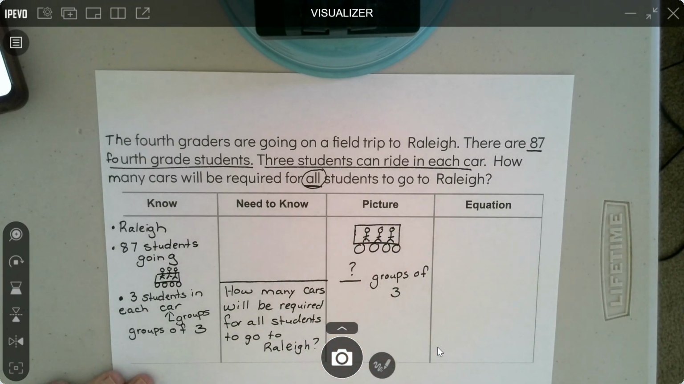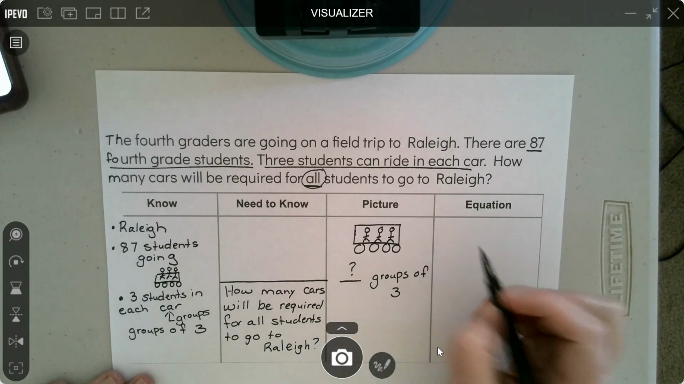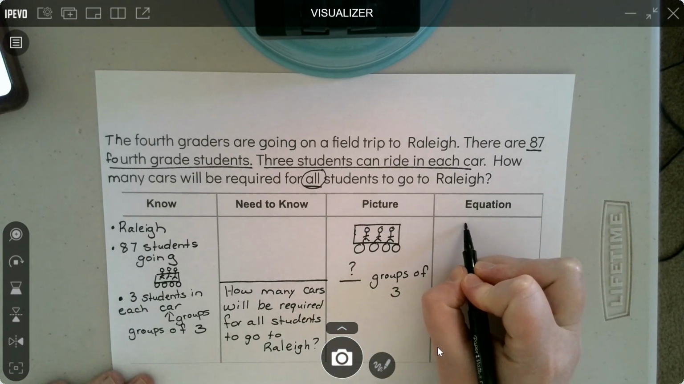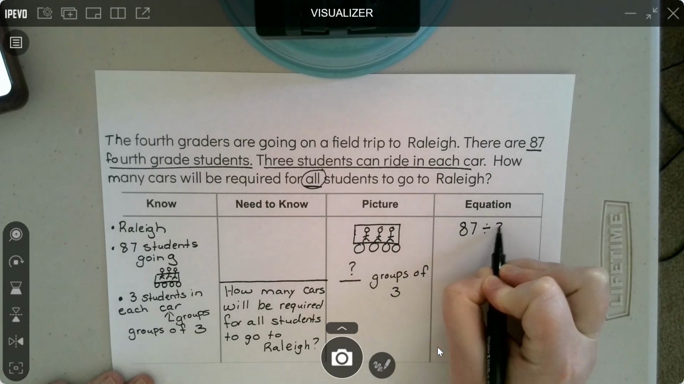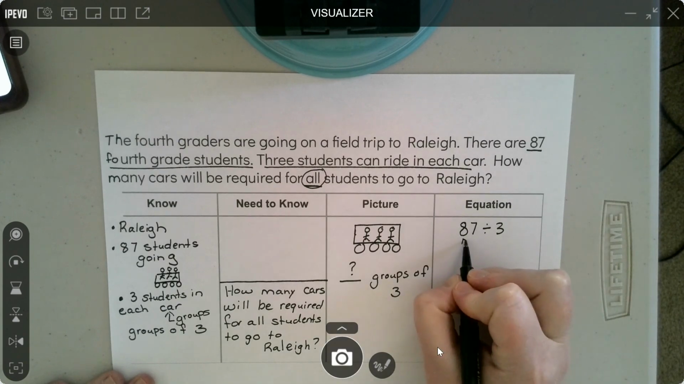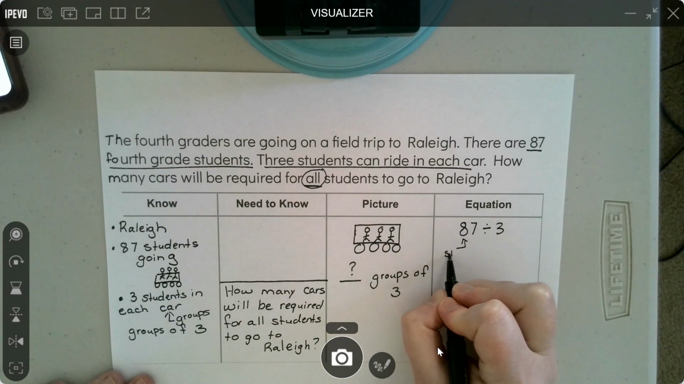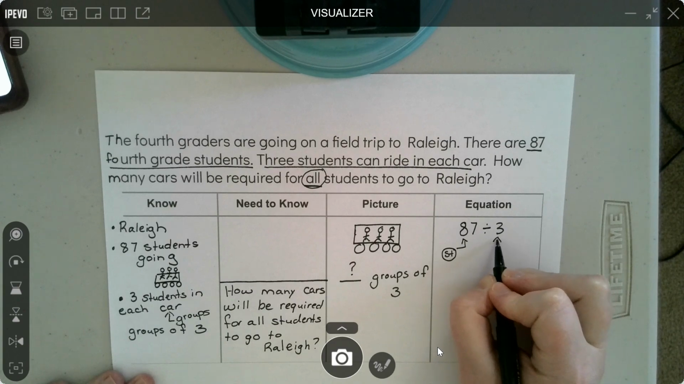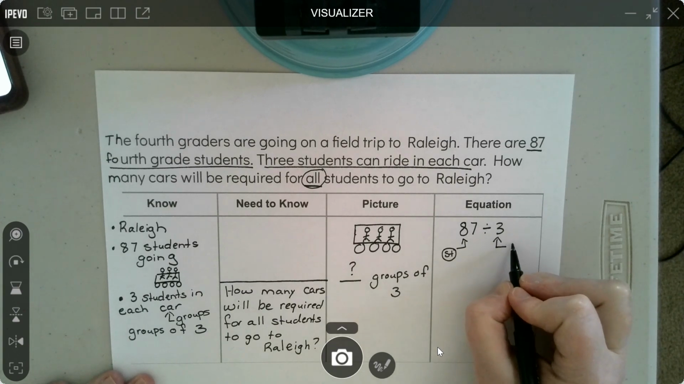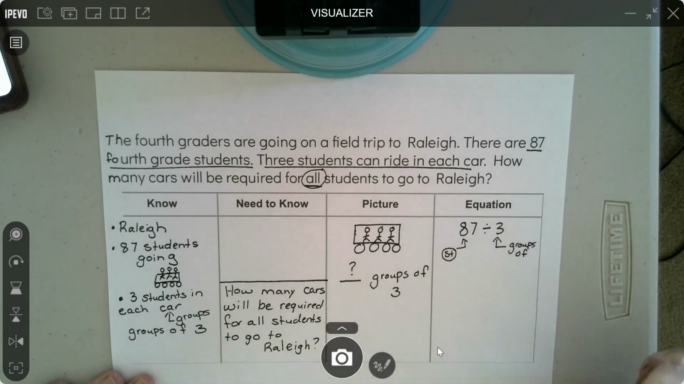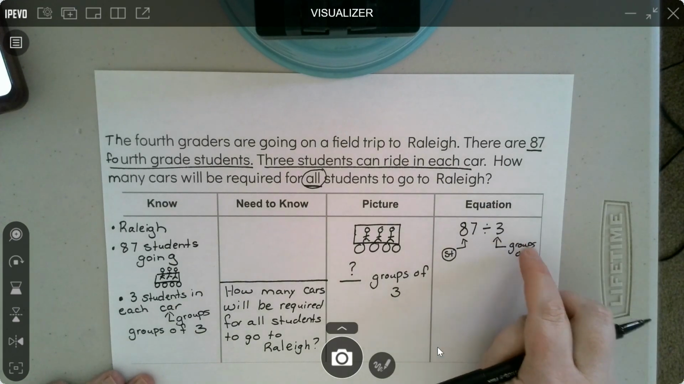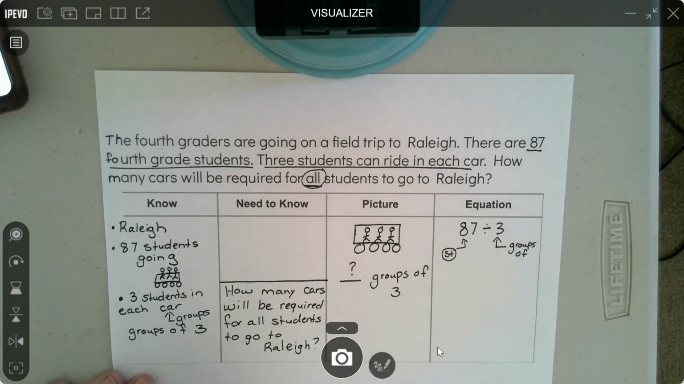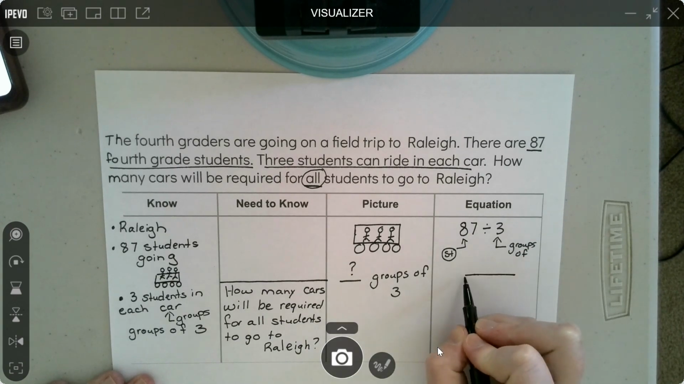Okay. Now, this is being solved by division. So our equation would be to take all those students, all 87 of them, and divide it by 3. Remember, the 87 comes from how many students? And the 3 comes from how many in each group? So groups of, okay? Groups of 3. Not 3 groups, groups of 3. So I'm going to do the box method.